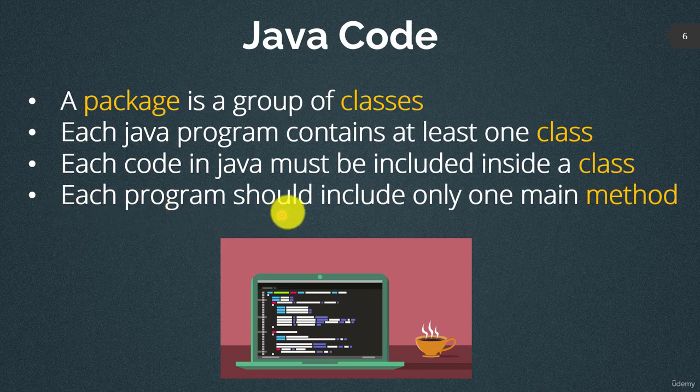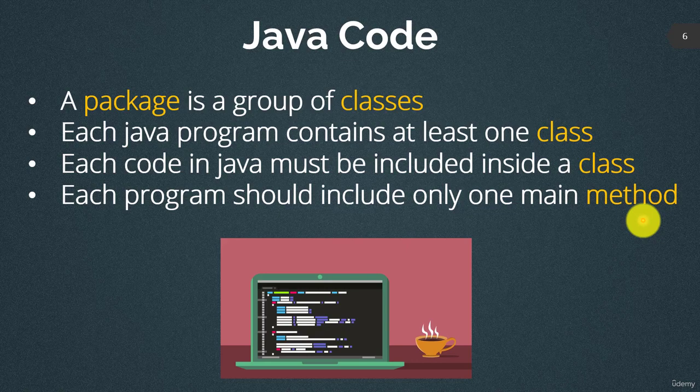Each program in Java should include only one main method. So the methods are like functions that perform some operations on your code. We must have only one main method. This main method is considered as the entry point. This is the first line that will be executed in our code.